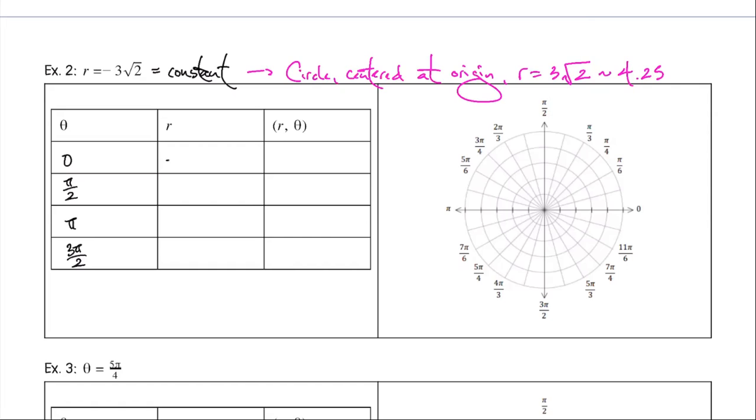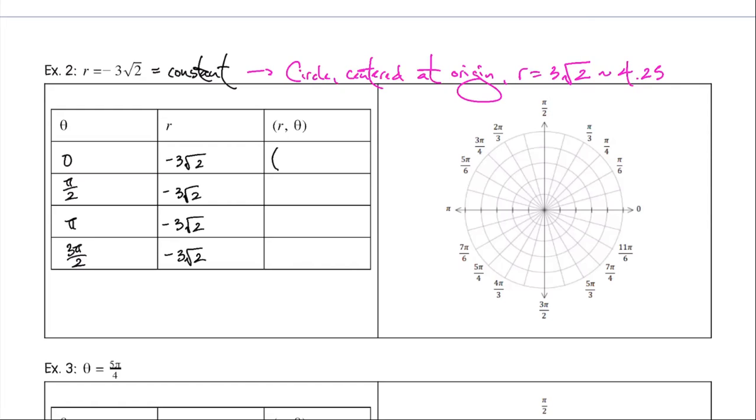-3 root 2, yeah. And it's going to be -3 root 2 for every single one of these. And the y is sort of like what Natalia said earlier, because it's a constant. The radius is always going to be that, okay? So let's think about what this might mean if we plot it.